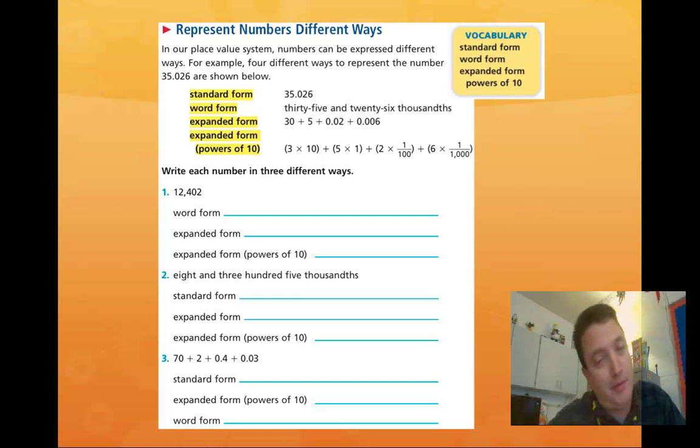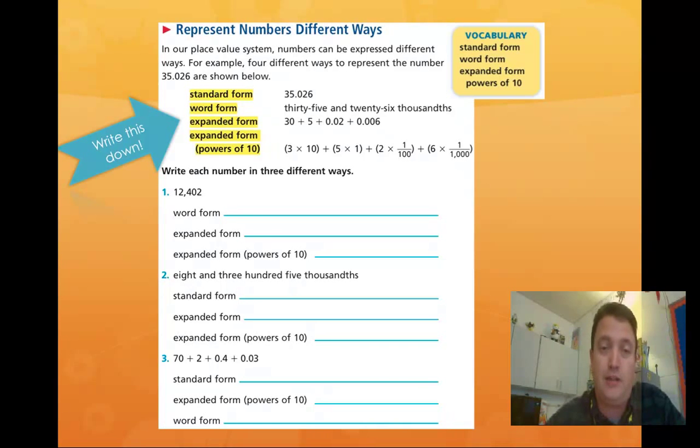Well, I'm not Willis, but I'm glad you asked, okay? The first thing I would tell you to do is you are going to want to write down these examples here. So write this down, okay? Standard form, and I would write the original number up at the top. So up in here somewhere, write 35 and 26 thousandths. Standard form, write it out. Word form, write it out. Expanded form, write it out. Expanded form in powers of 10, write it out, okay?